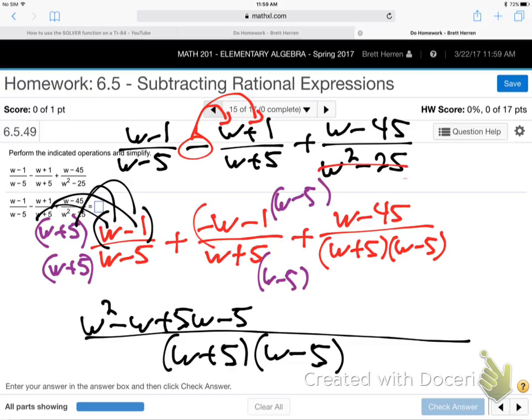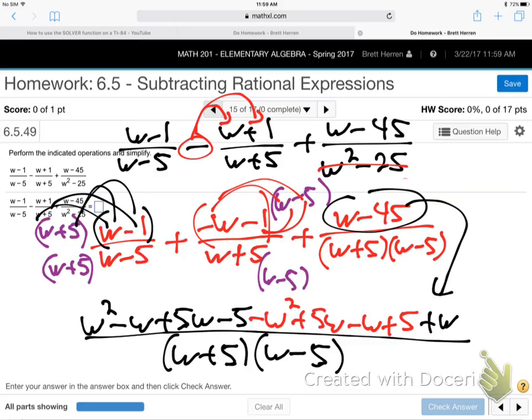And now the middle one. FOIL. Got to be careful with your signs, really careful. Minus W squared. I can't tell, is it a minus? Yeah, so plus 5W minus W plus 5. And then the last one just drops down. What a mess. You see all that? So long. These are not for the casual.